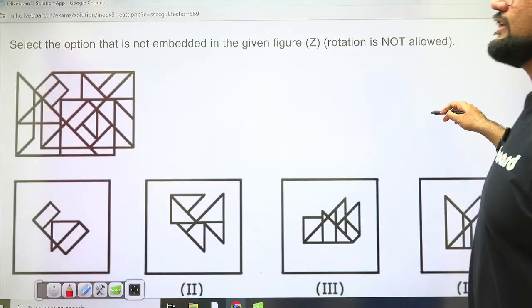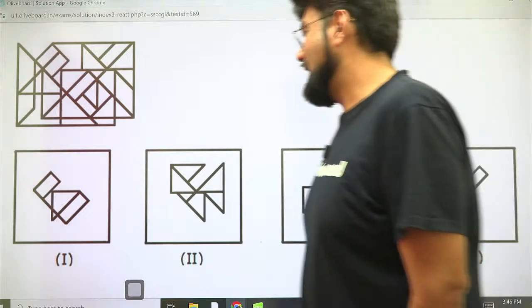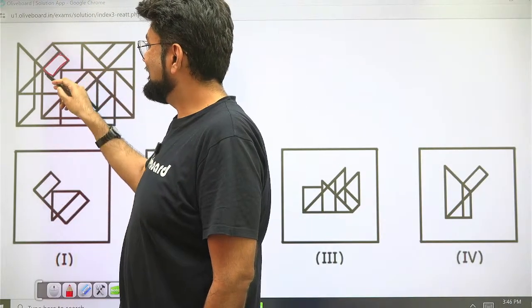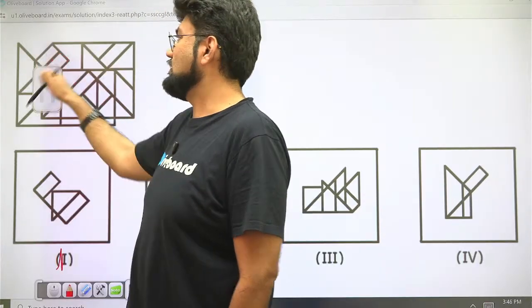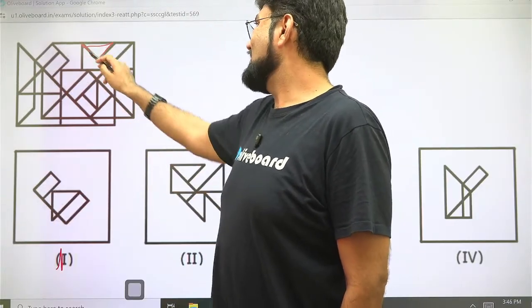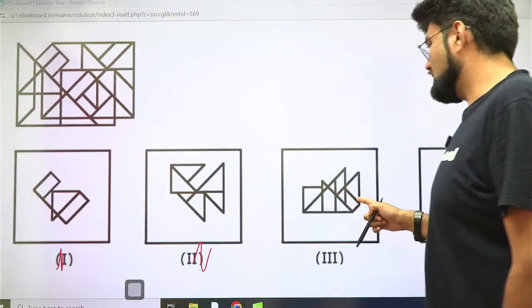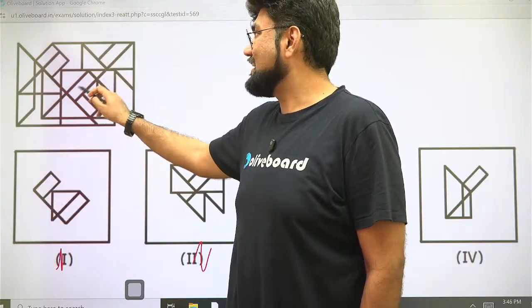Which figure? Select the option that is not embedded in the given figure. Be careful about this. The question is asking you which is not embedded. Do not try to place the complete figure. Just try to look at the exact element. This slant rectangle is right here. Okay, you can see this whole figure along with this triangle here. So this is definitely there. This triangle is right here. Okay, along with this triangle and this triangle. They are all here. So it's also there. This figure, you want to locate these two triangles, but they are not there. These two right shaped triangles I cannot find.